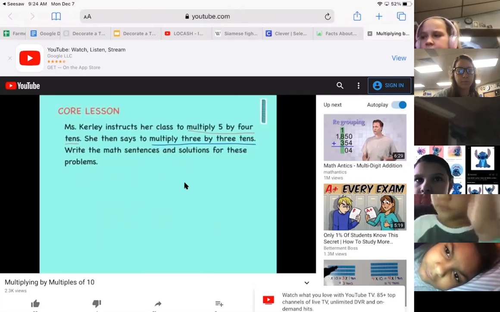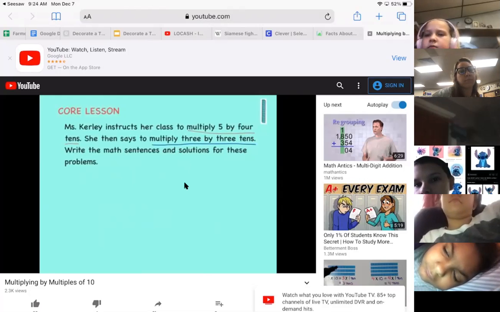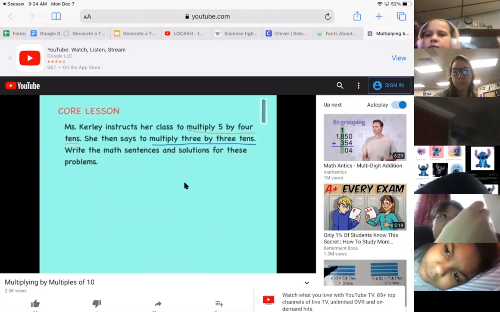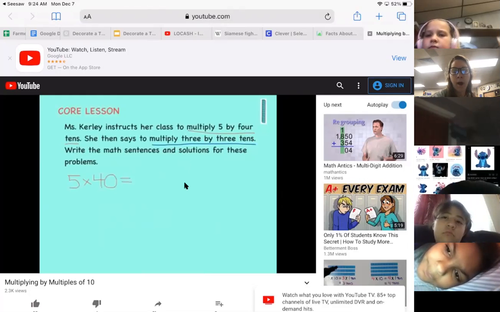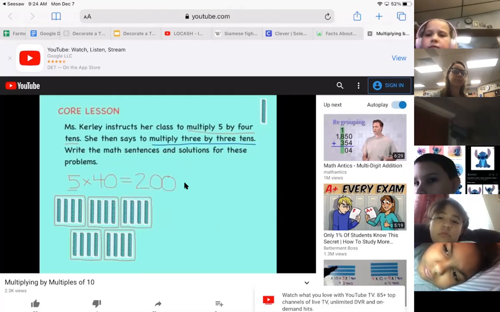Now we can write our math sentences. When we're multiplying 5 by 4 tens, we know that 4 tens is the same thing as 40. So we'll write 5 times 40. Let's see what this looks like. When we count all of those, we see that we have 200. 5 times 4 equals 20, and don't forget that 0.